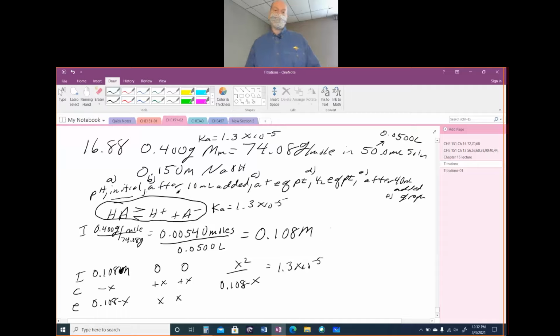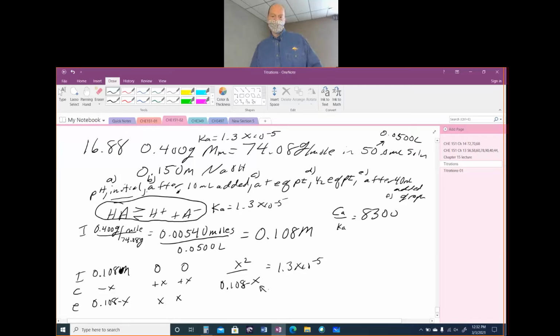All right, do we have to check our X value? Well, we take our initial concentration, divide it by the equilibrium constant. And if that's greater than 1,000, then we do not. So we take our 0.108, divide by our 1.3 times 10 to the minus 5, and we get 8,300. All right, so that is greater than 1,000. So our X1 is the final answer.